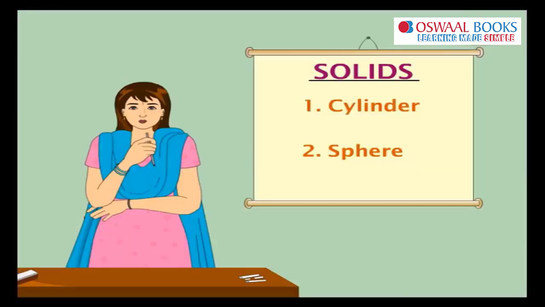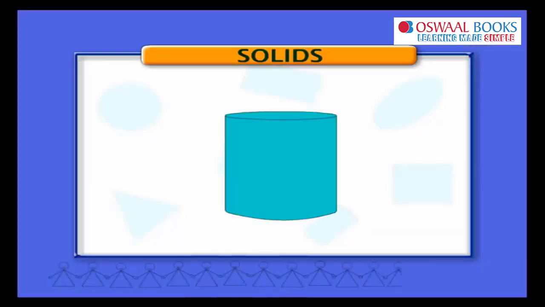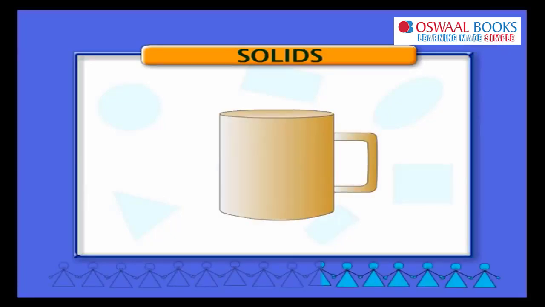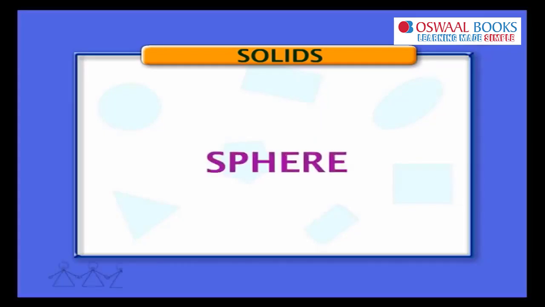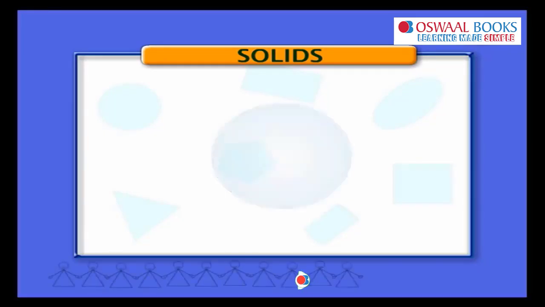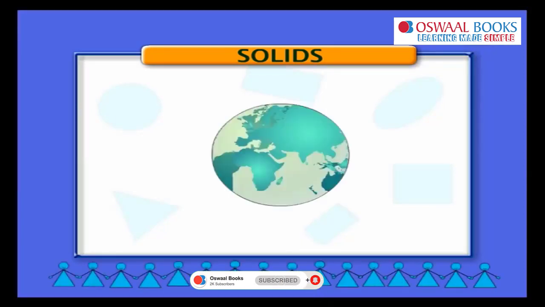Solids. Apart from the shapes which we have learnt, there are some more shapes which give a solid look. They are called solids. Cylinder. This is a cylinder shape. An example of this can be a coffee mug or a water bottle. Sphere. This is a sphere. An example of this can be a ball or an orange or a globe.